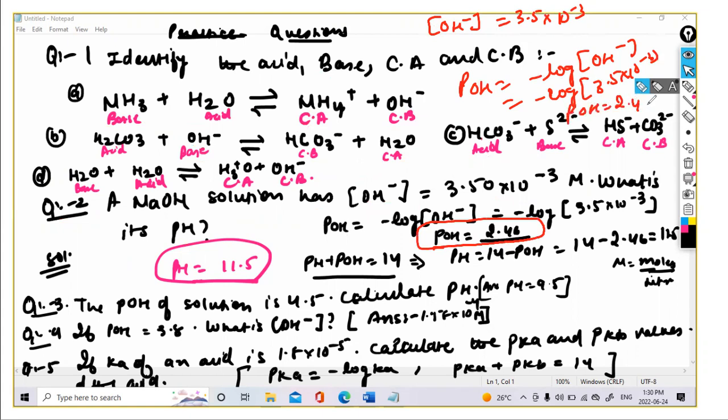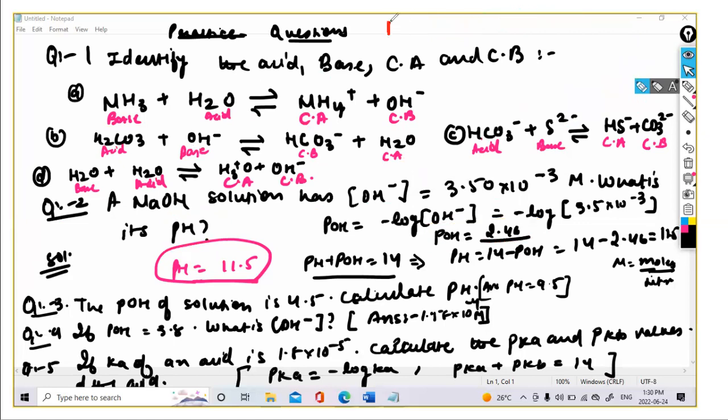So pOH comes out to be 2.46, right? And then what is asked? I am not being asked pOH, I am asked pH. So which formula will I use to find pH? I do know that pH plus pOH, the last formula which we did, is equal to 14. I do know pOH is 2.46. How do I come to know about pH? I will subtract it from 14. I will get the pH value. It is 11.5, right?